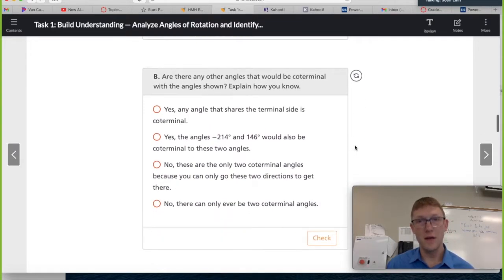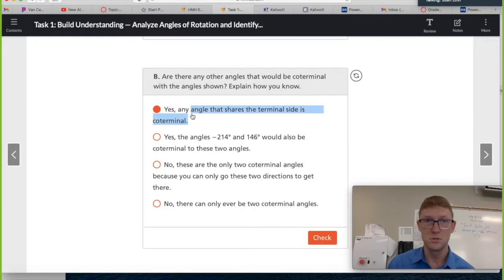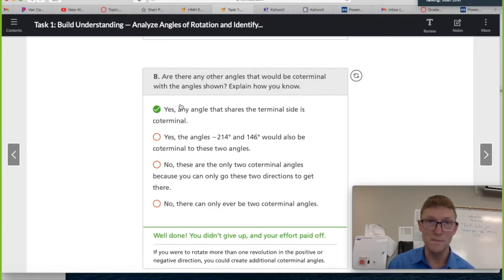Are there other angles that would be coterminal with the angles shown? Explain how you know. Yes, any angle that shares the terminal side is coterminal. Yes, the angles shown would also be coterminal to these two angles. So the answer is yes, I'm pretty sure of that one, so I'm not even going to read the no's.